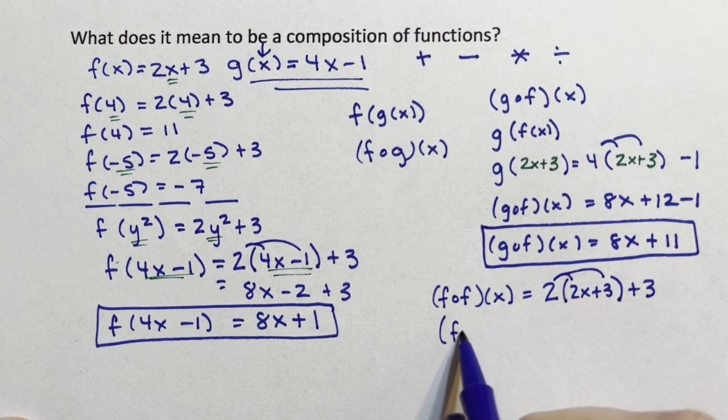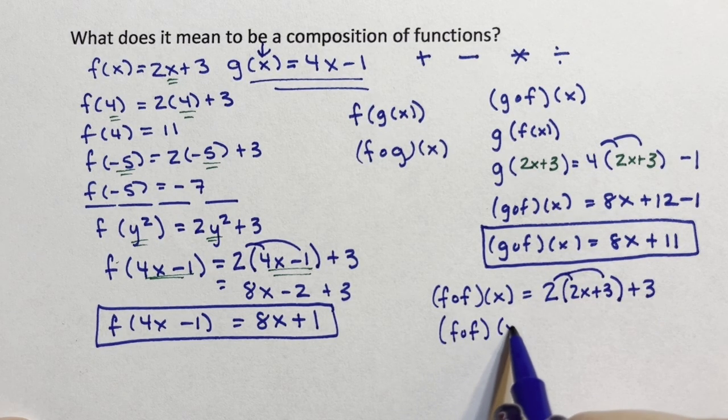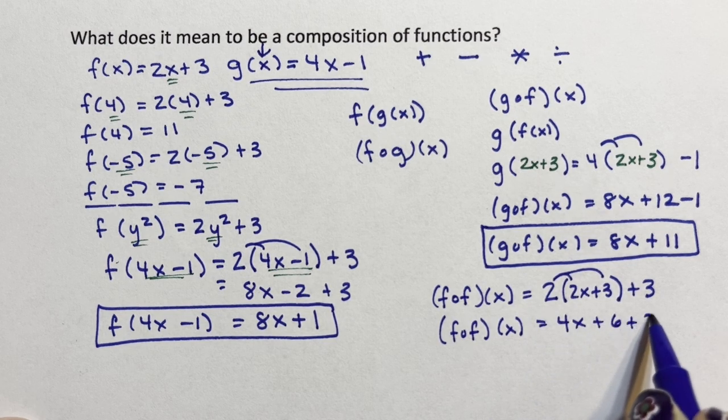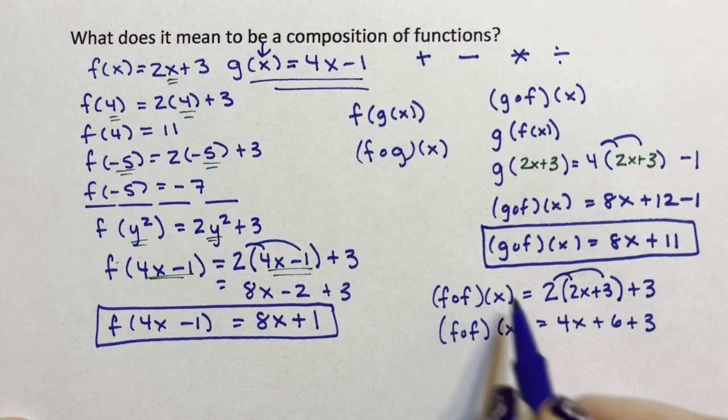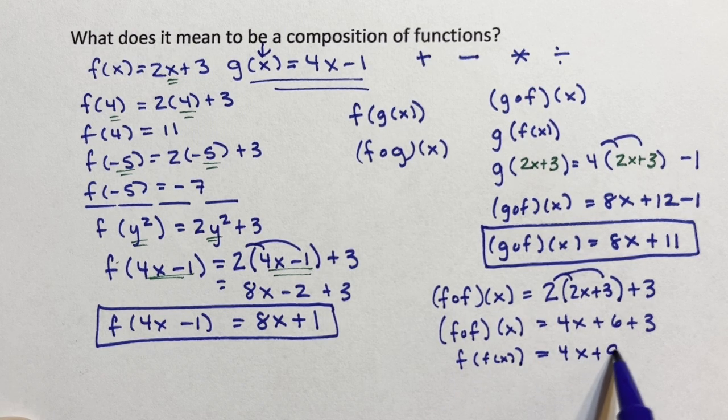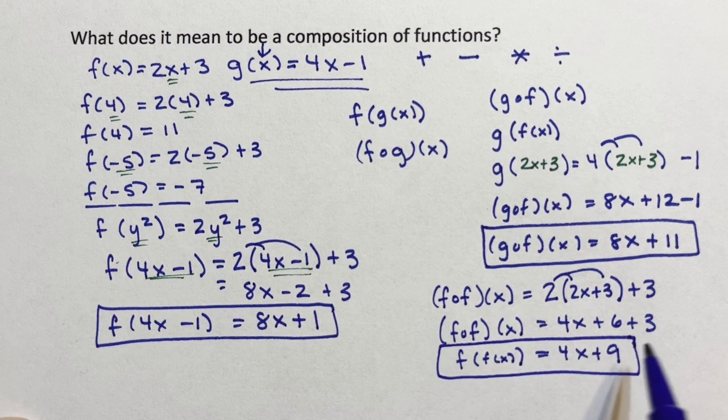So f of f of x, 4x plus 6 plus 3. Again, if you want to see it the other way, I am just finding f of f of x is 4x plus 9. So there's lots of flexibility here, but a composition of functions is when you put one function into the input of another function.